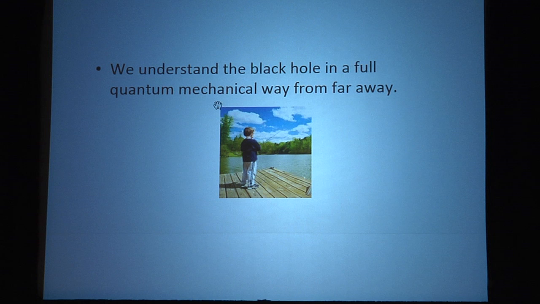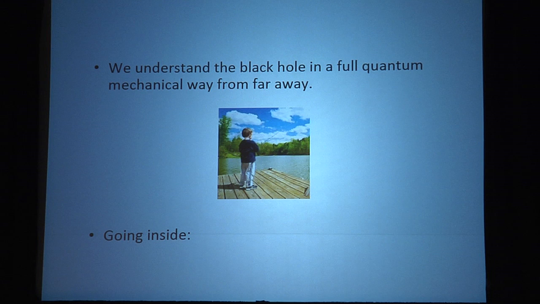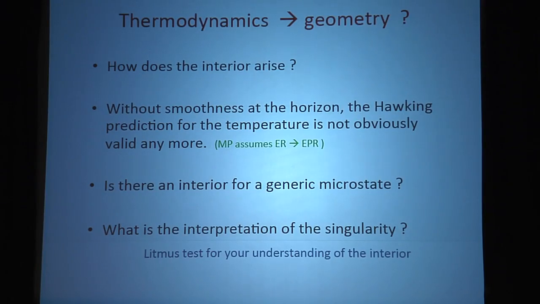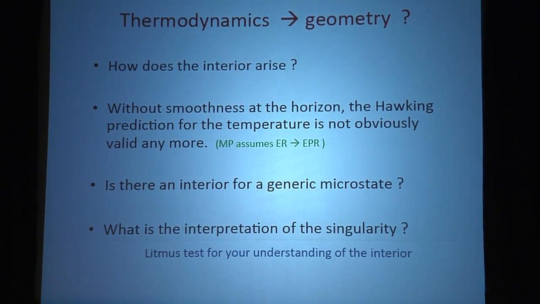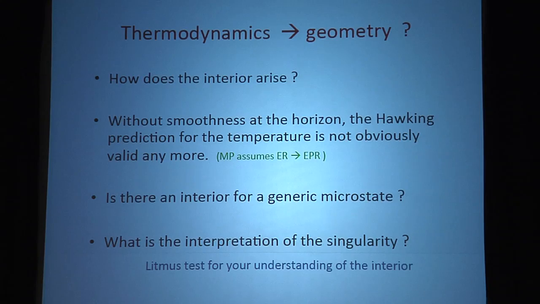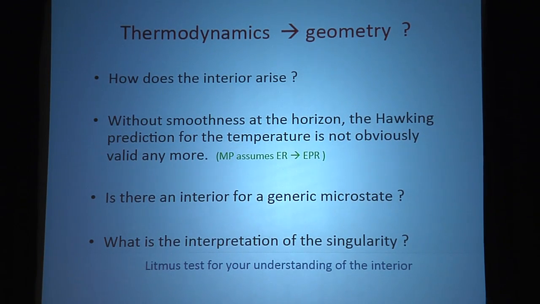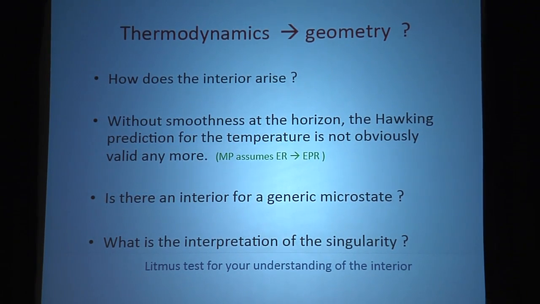So if we stand from the safety of the boundary, we understand black holes very well. But if we go inside, then we quickly fall into quicksand. And the reason is that though we know the connection between geometry and thermodynamics fairly well, the relationship between thermodynamics and geometry, or entanglement going to geometry, is not very clear. So how does the interior arise? Without smoothness at the horizon, even the simplest prediction of the Hawking temperature is not valid anymore. Now, Maldacena and Susskind claimed they did. However, they assume this connection between ER and EPR, which is part of the thing that I think we need to understand better.